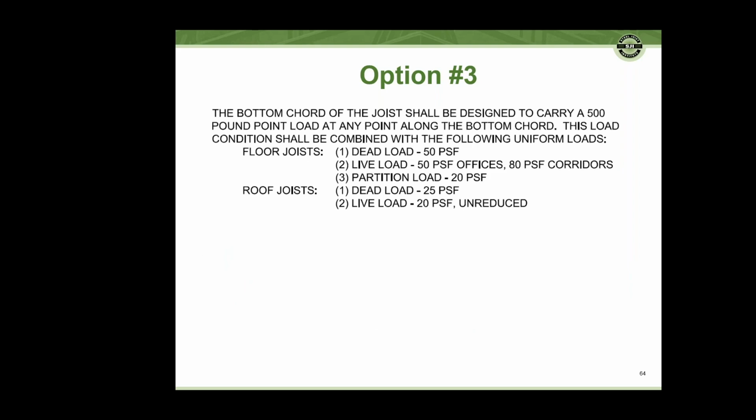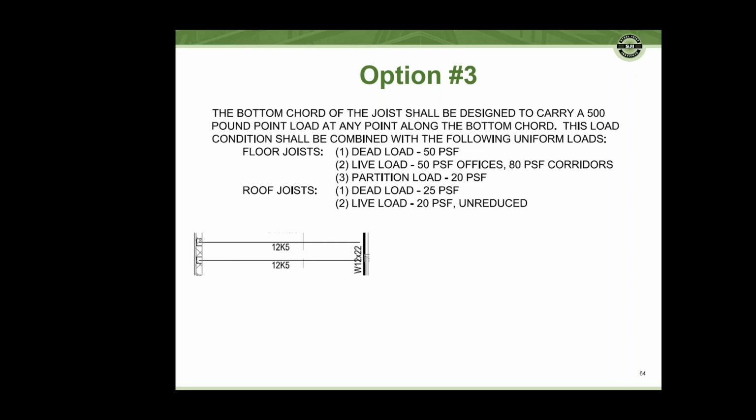One scenario, this is an example from a set of contract documents where the bottom chord of the joist shall be designed to carry a 500-pound point load at any point along the bottom chord, and this load condition shall be combined with the following uniform loads. So we're given uniform loads and told a 500-pound point load at any point along the bottom chord.